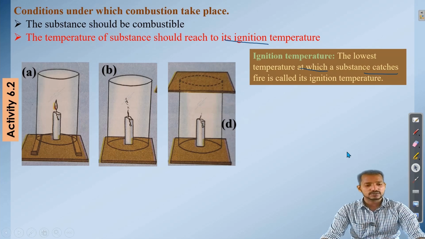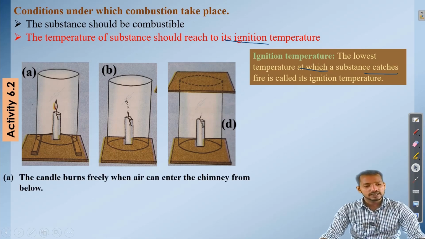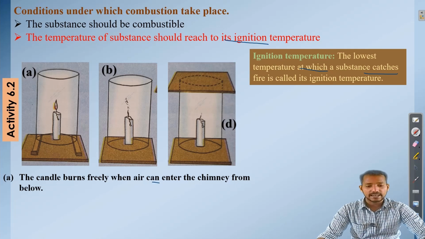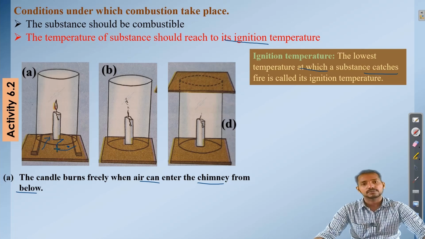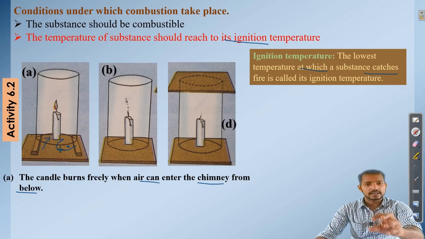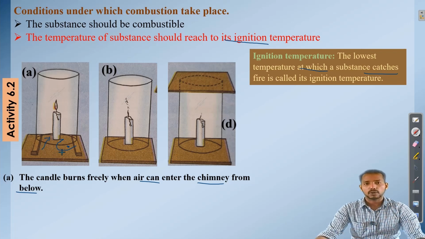In the first case we can conclude that the candle burns freely when air can enter the chimney from below, because there is a gap between the chimney and this cardboard. So the air can easily enter through the bottom part. Because of that, the candle burns freely without any problem.